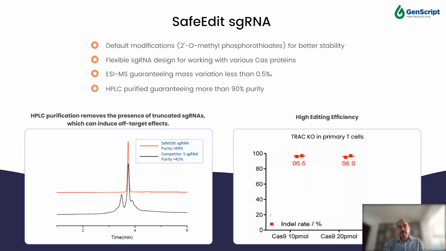For the SafeEdit sgRNAs, HPLC purified. As you can see here from the peak, the GenScript sgRNA is very, very pure, no extraneous peaks. And also here it shows the performance on primary cells. It shows very high efficiency in the gene editing.